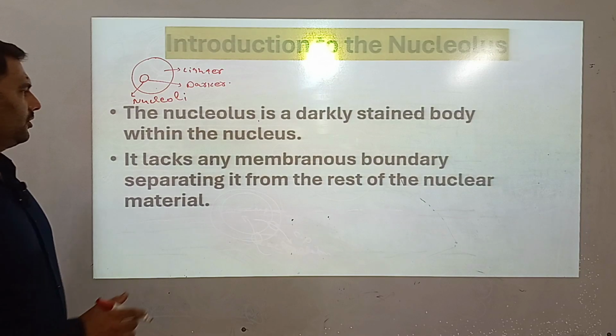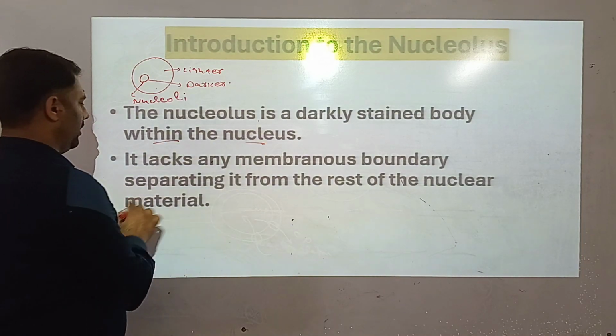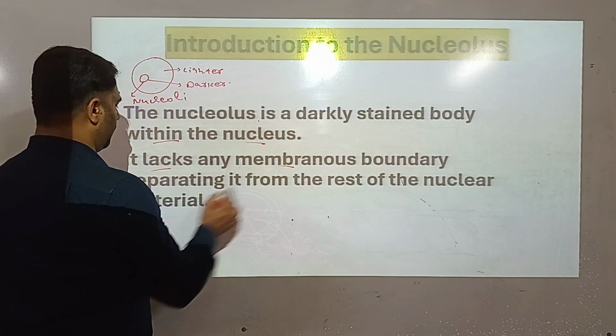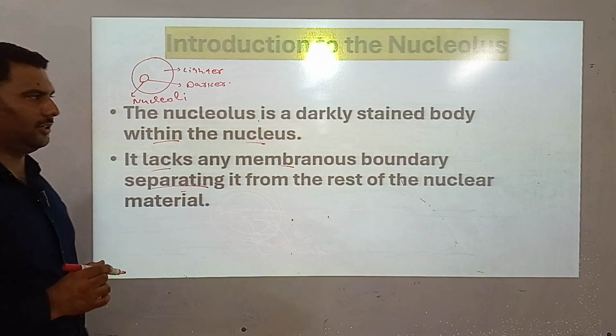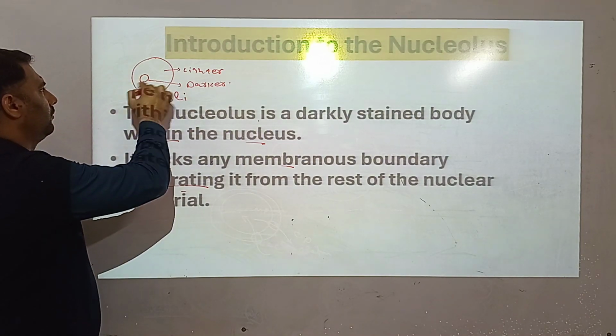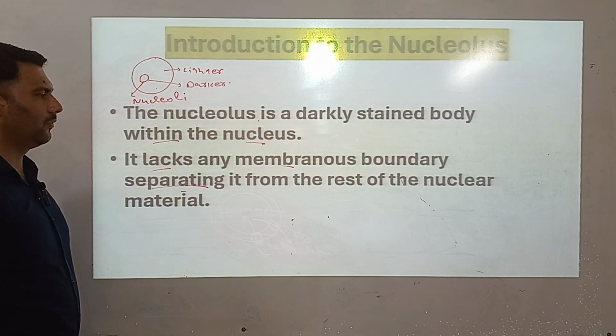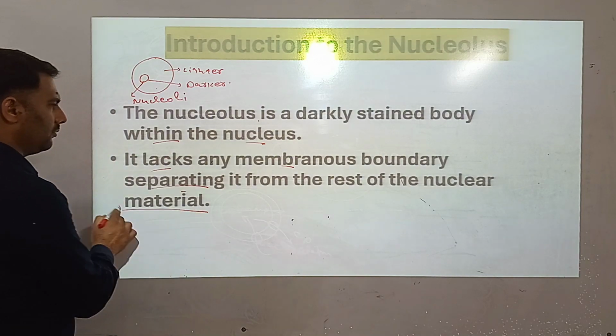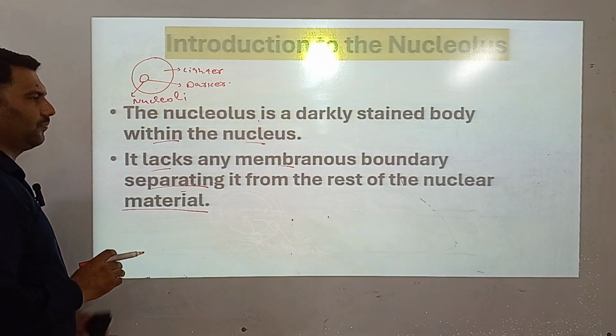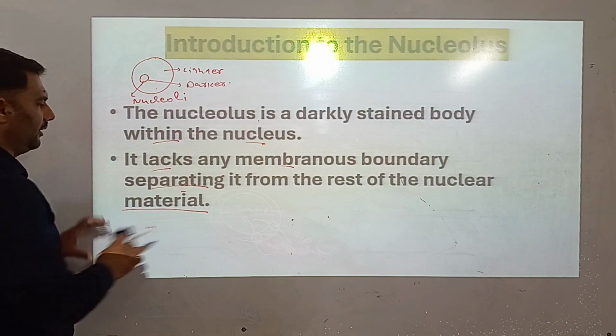The nucleolus is darkly stained within the nucleus, and it lacks any membrane bounding it. So this is non-membranous actually. There is no membrane which separates it from the nucleus. It forms part of the rest of the nuclear material, which is not separated by any membrane.